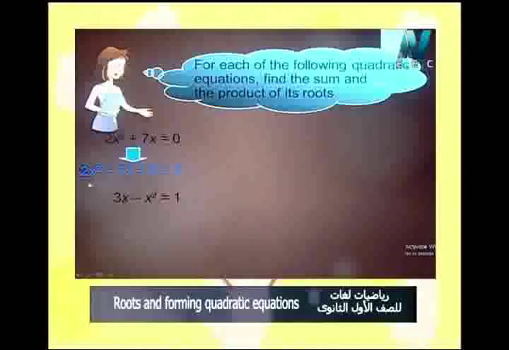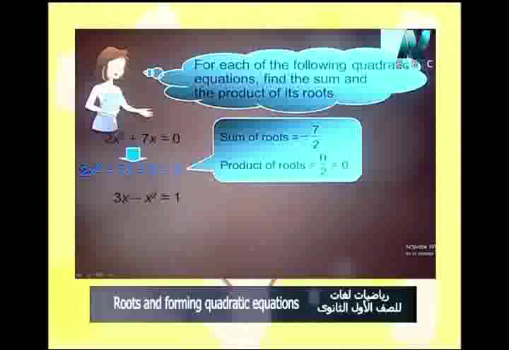Yes, we have here 2x power 2 plus 7x plus 0. Then the absolute term equals 0. It doesn't exist here, so it equals 0. Now you will find the sum of the two roots equals negative b, which is negative 7, over a, which is 2. So the sum of the two roots equals negative 7 over 2. And the product of the two roots equals c, which is 0, over a, which is 2. So the product of roots equals 0 over 2, which equals 0.